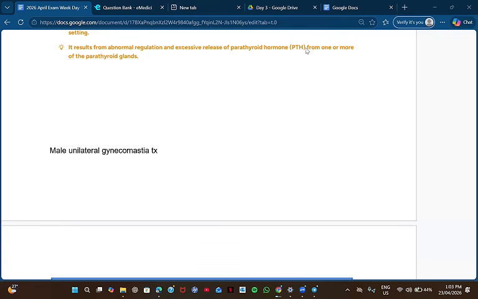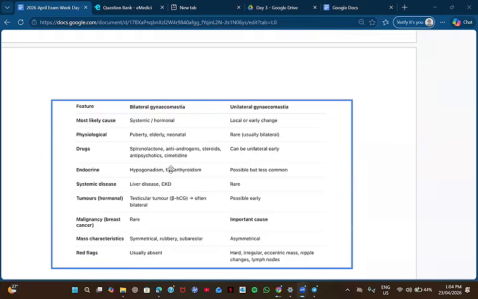What about unilateral gynecomastia? What is the main thing that comes to your mind when I ask about unilateral gynecomastia? What can it be? It can be cancer, right? It can be cancer mainly. Okay, here, doctors.